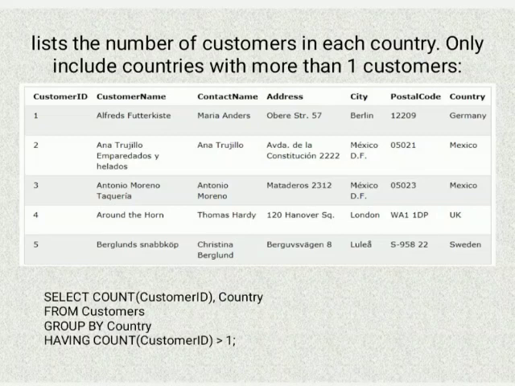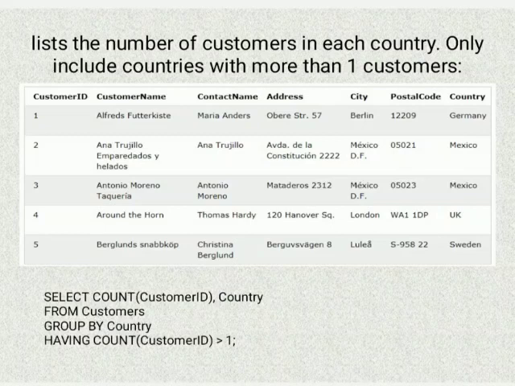Now let us have a look at this query. Select count, in the brackets you have written customer ID. Any attribute name is okay. Even if I write star, that is also good. So we have to write select count customer ID comma country from customers group by country. Till here the first part of the query is solved.